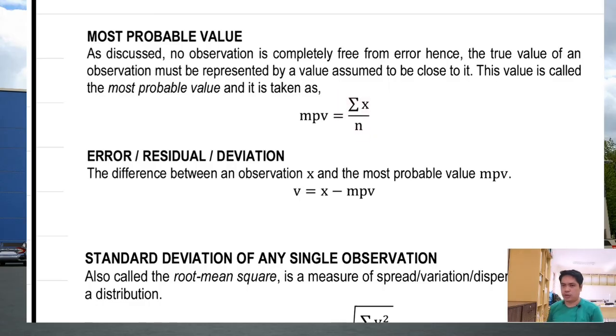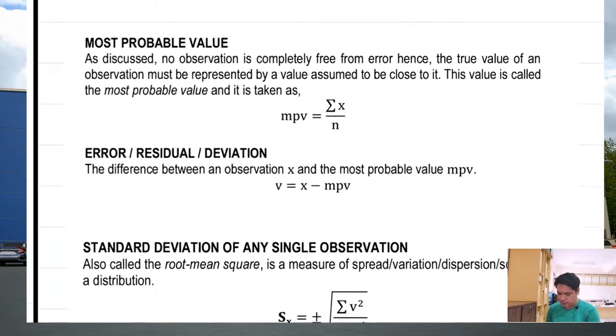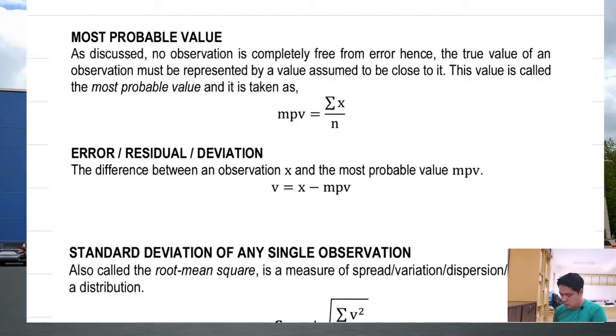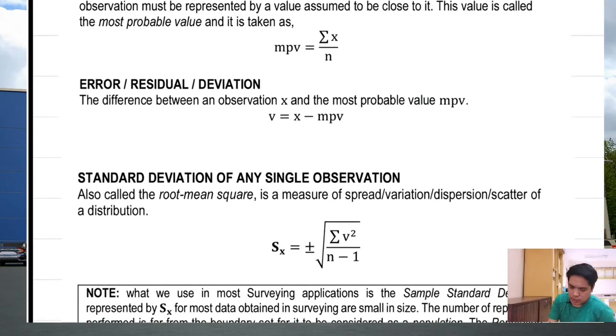Wait, ilalayo ko yung iPad kasi it's stuttering. Okay, or this is just the average measurements. The most probable value is just the average or mean. Next, we have the error, residual, or deviation. So the difference between an observation X and the most probable value is the deviation, okay, or the error. So that is denoted by this symbol V, that's equal to the observation minus the most probable value.